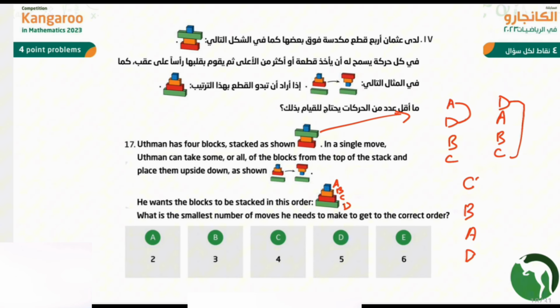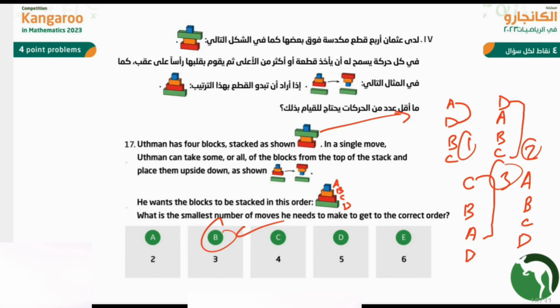Now I will just place these 3 upside down. So I will have A, B, C, and D. So how many movements did we make until we reached A, B, C, D, the correct order? We made 1, 2, and 3. So we made 3 movements, and B is the correct answer.